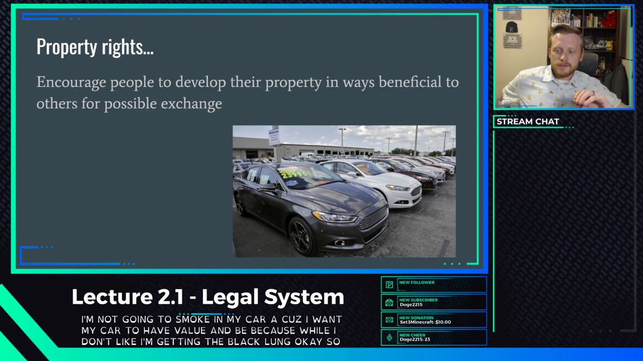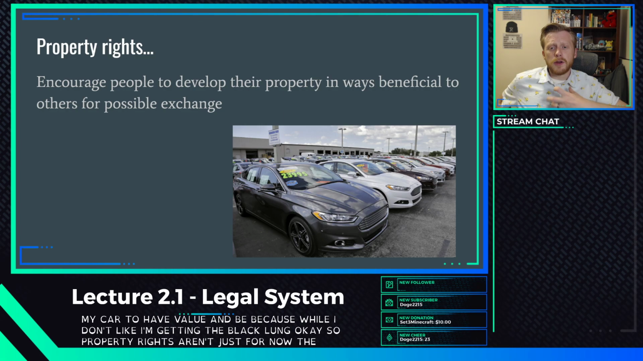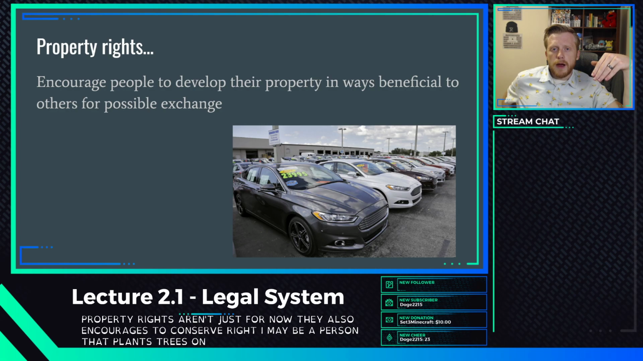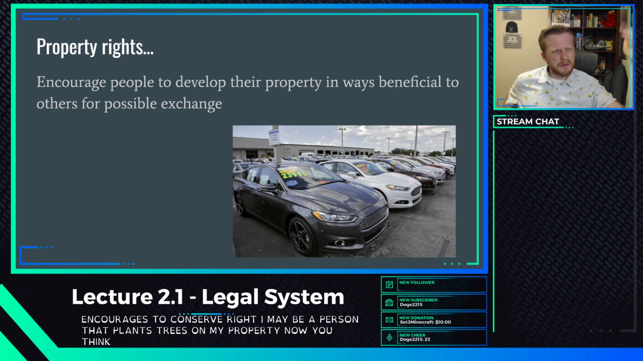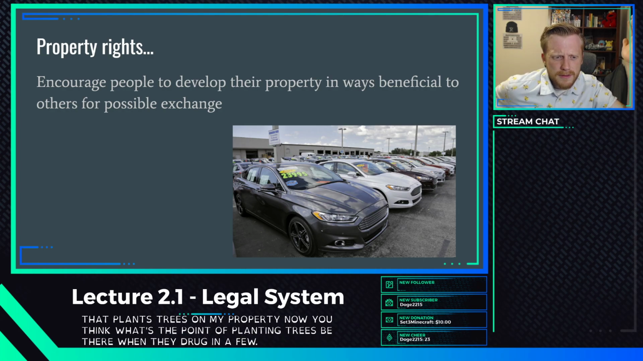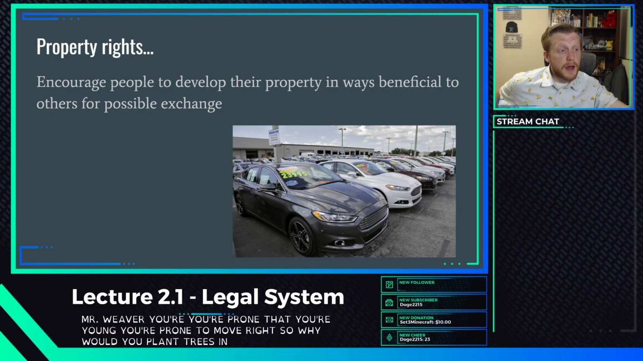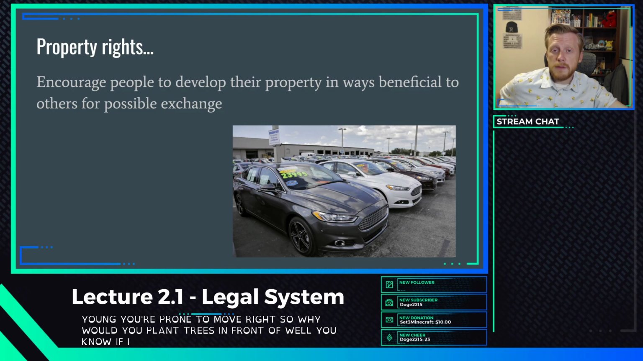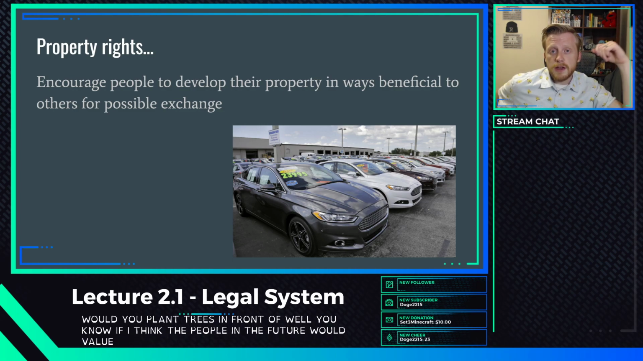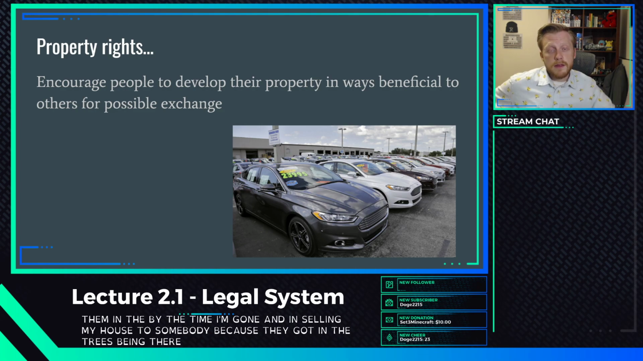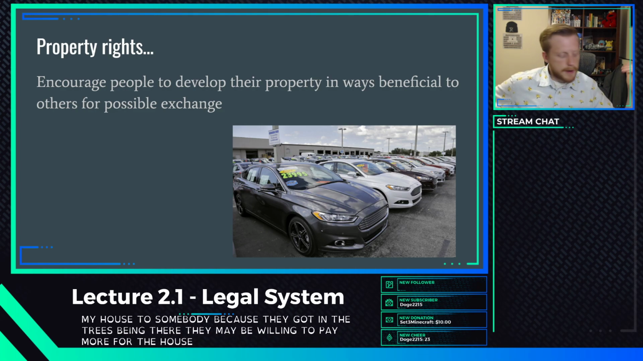Okay, so property rights aren't just for now. They also encourage us to conserve, right? I may be a person that plants trees on my property. Now you think, what's the point of planting trees on your property? You're not going to be there when they grow. Mr. Weaver, you're young, you're prone to move, right? So why would you plant trees on your property? Well, if I think that people in the future would value trees being on the property, I may plant them, and then by the time I'm gone and selling my house to somebody, because they value the trees being there, they may be willing to pay more for the house, right?